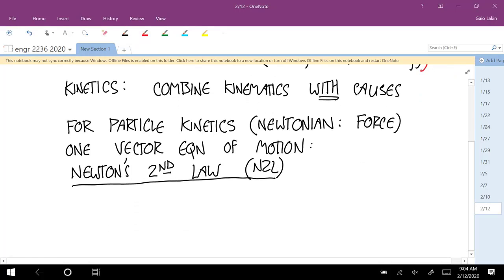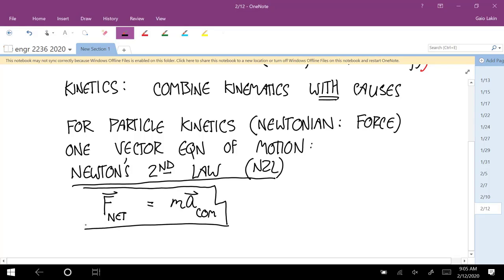And Newton's second law says add up all the forces on the chosen body. I'll write the detailed meaning of each of these below. Add up all those forces, that's equal to the mass of the chosen body times the acceleration of the center of mass of the body. If you're dealing with particles, you're only dealing with the center of mass.